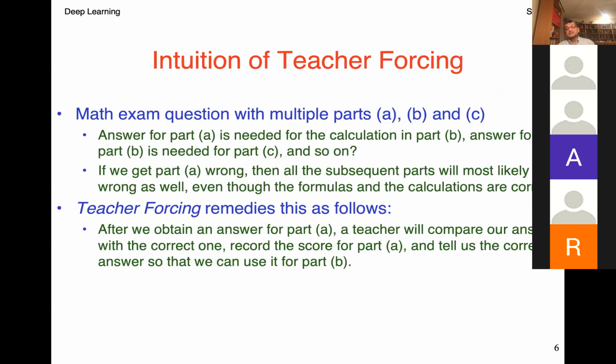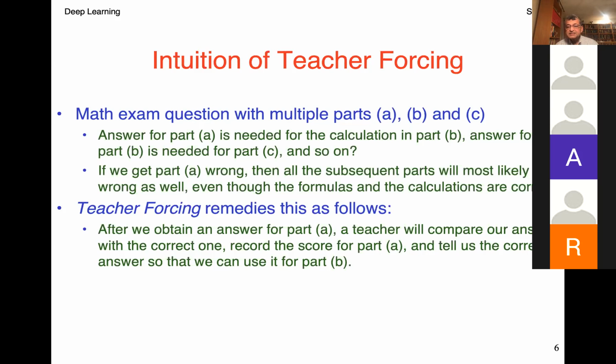So what is the intuition of teacher forcing? Maybe you've all been subjected to this when you take quizzes, midterm exams or final exams, and you might have a math exam question with multiple parts, A, B, C. The answer for part A is needed for the calculation in part B. The answer to part B is needed for part C, and so on, right? You know that. A teacher has set a question with these kinds of parts in it. If we get part A wrong, then all the subsequent parts will most likely be wrong as well, even though the formulas and calculations are correct. So if you got the first one wrong, all the rest are wrong.